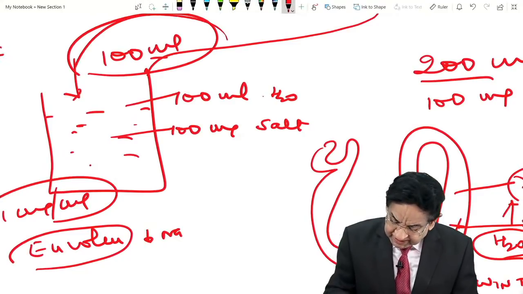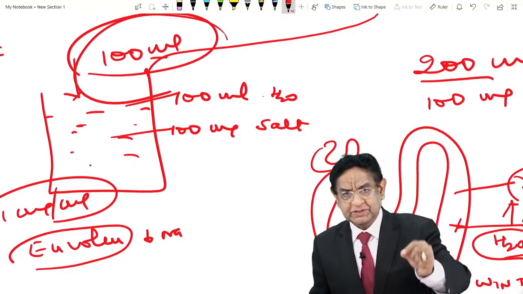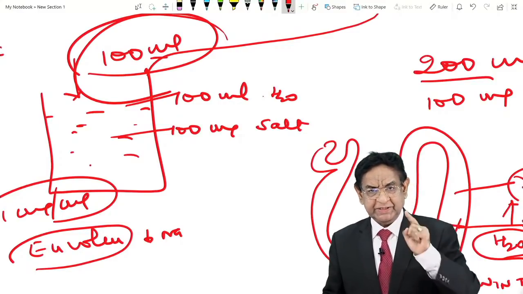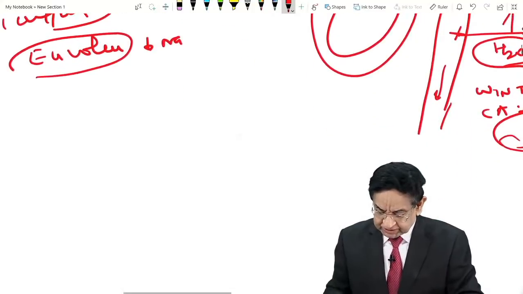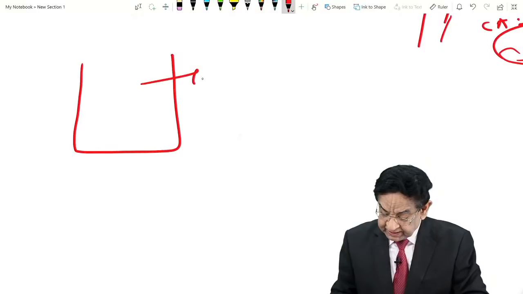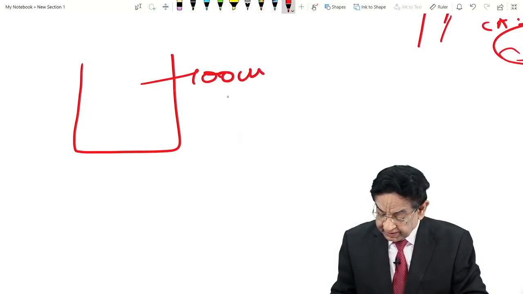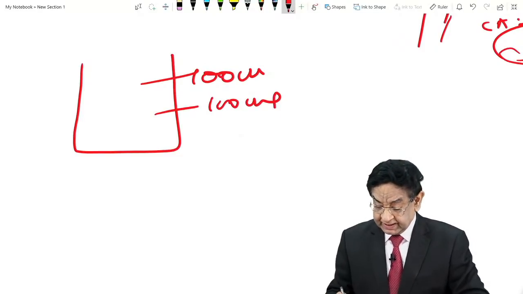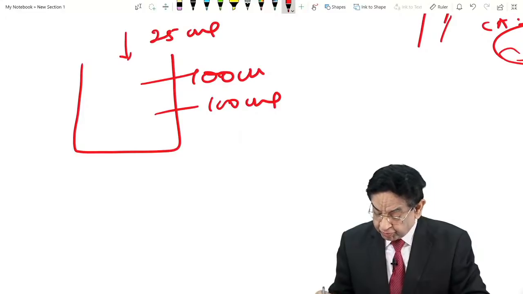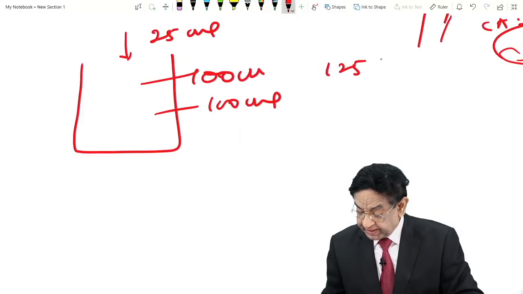This extra 100 ml of water has come into the glass, which has reduced the sodium. Explain how it becomes euvolemia. Yes, this is the million dollar question. Let's talk more. I have one glass with 100 ml water and 100 milligram of salt. Okay, and I add 25 ml more water. Water becomes 125, sodium is still 100, and this leads to hyponatremia.